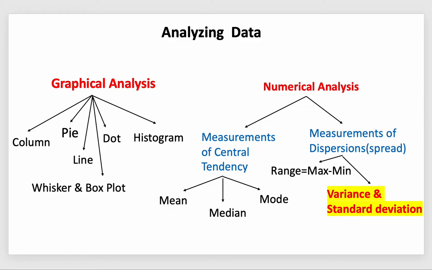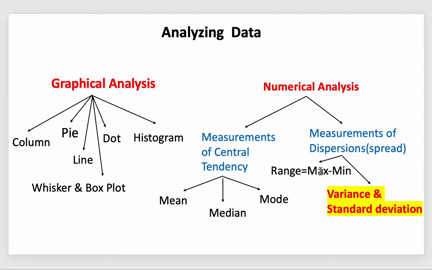What does that mean? As we took before, we know that we can analyze the data graphically, which we took in Unit 1, all the graphs, as well as in Unit 4 the whisker and box plot. And we also learned in Unit 2 how to analyze the data numerically by learning the measures of central tendency, as well as the range as a measurement of dispersion or spread. And today we're going to learn how to calculate the variance and the standard deviation, which are part of the measurement of dispersion or the spread.